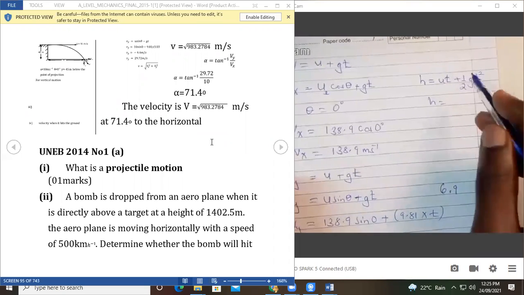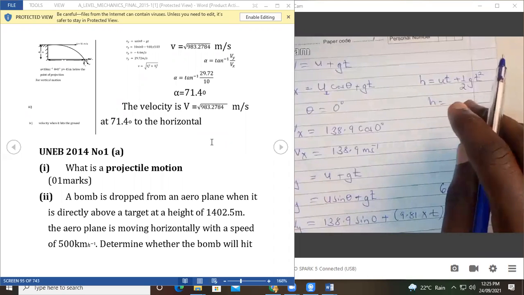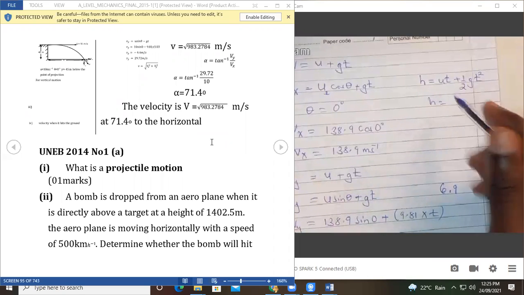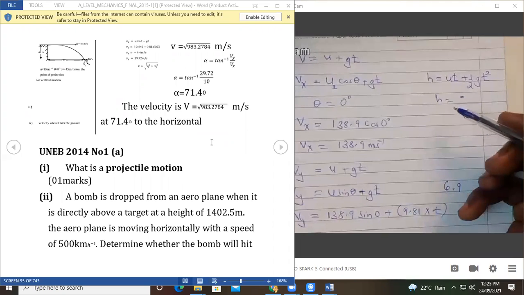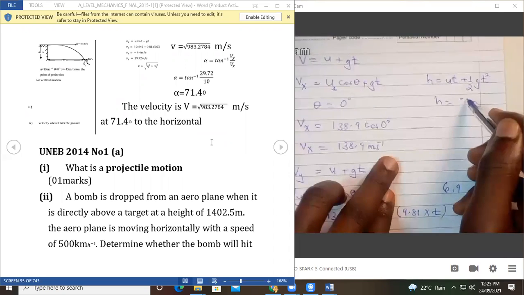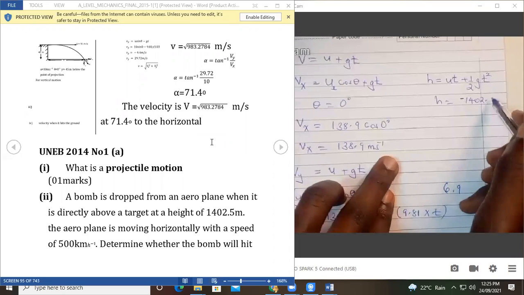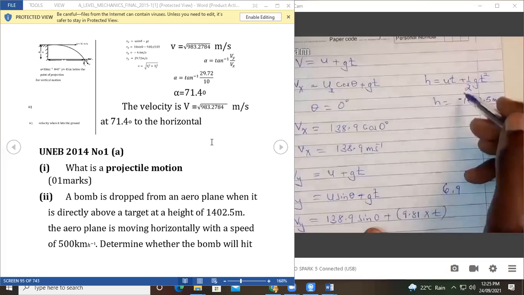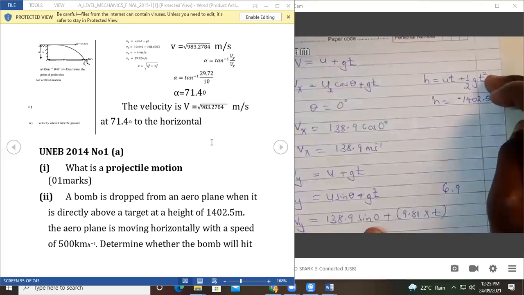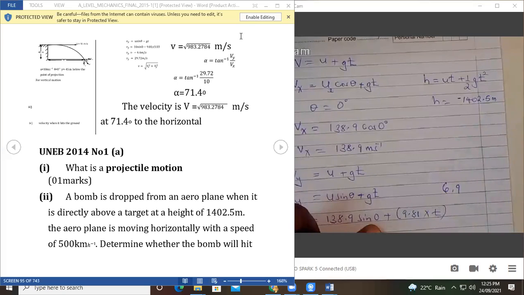1,402.5. That's the formula you're supposed to use. But remember this one, the height is below the point of projection. So when it's below the point of projection, you take it to be a negative distance. Are you together? Yes. Which means it is supposed to be negative 1,402.5 meters. So when you do the calculation, you're going to form a quadratic equation, all right?